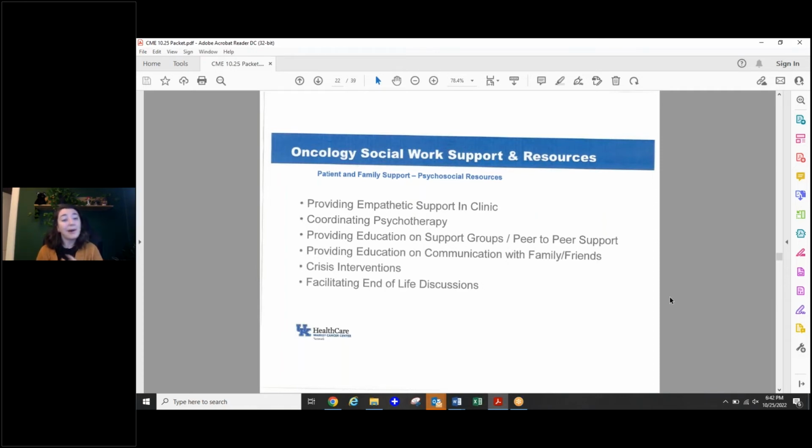Another thing that we often help with are crisis interventions. And so this can include things like suicide assessments. LCSWs and CSWs who are able to provide counseling are qualified mental health providers and so can complete suicide assessments, and then facilitating end-of-life conversations and being a part of that as well and offering that empathetic support. Next slide.